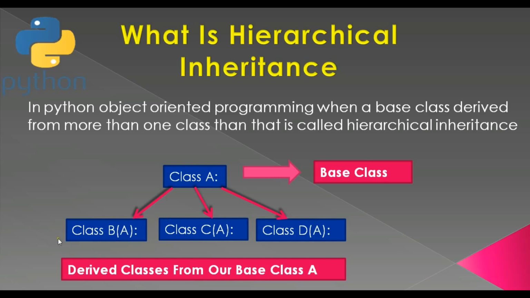And between these derived classes, class B, class C, class D, there is no relationship. But there is a relationship between class A and class B, class A and class C, class A and class D. Now I'm going to open my PyCharm IDE and I want to show you a practical example.